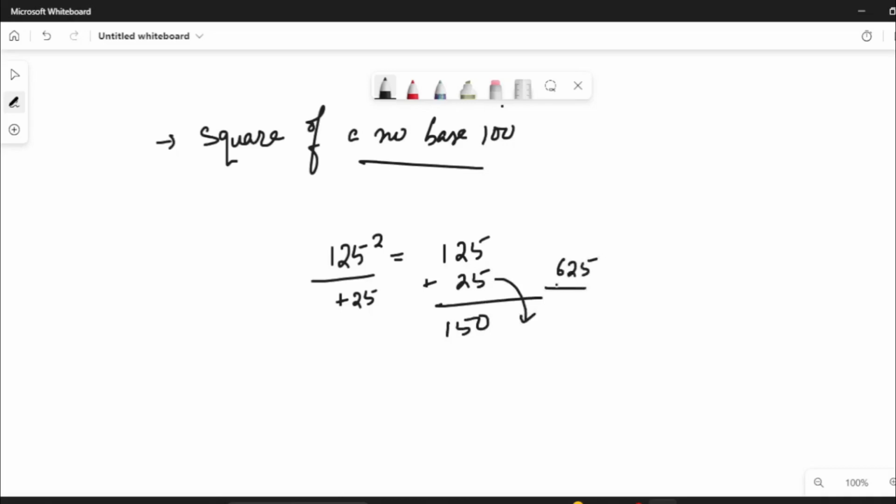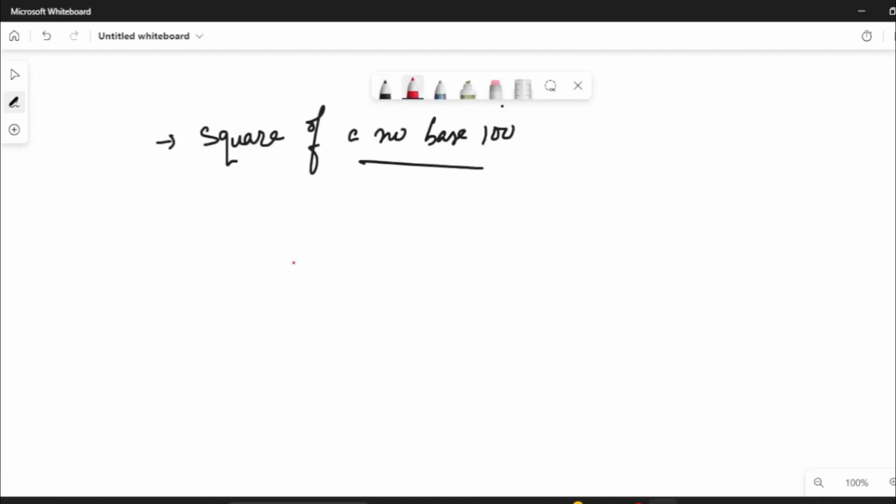Okay. This is a three-digit number. So we cannot write it here. So what we have to do? Now we have to write 25 here, and this 6 will come under this. Now what will happen? Now 15625. Now this is the square of 125. Is it clear? Okay. Now let's try to find the square of a number which is less than 100. For example, 96 square. So how to find out this thing?